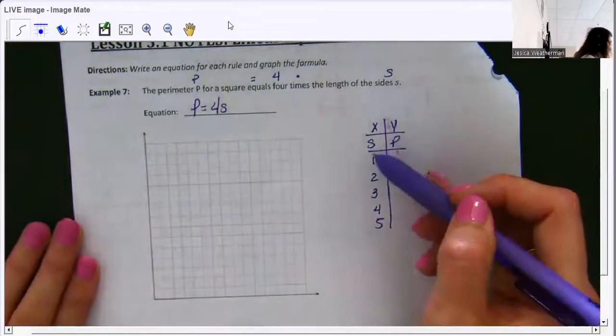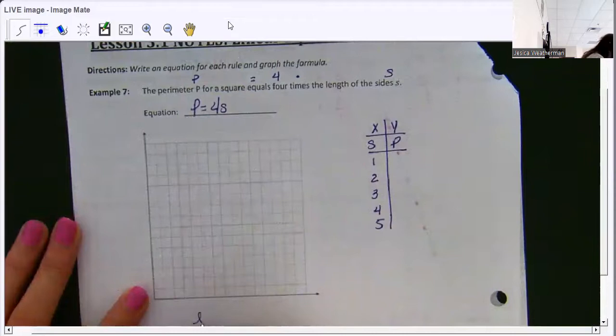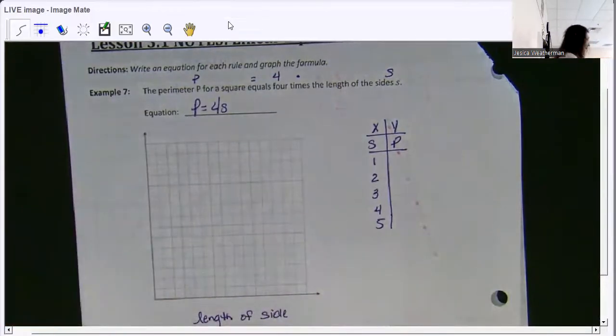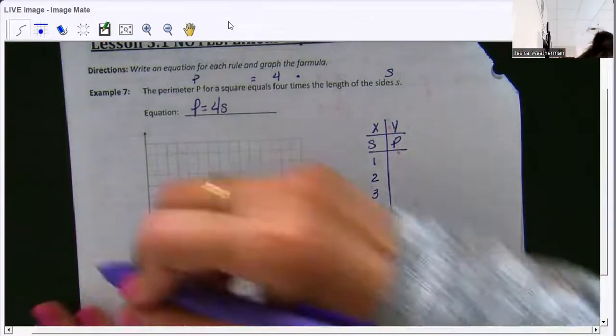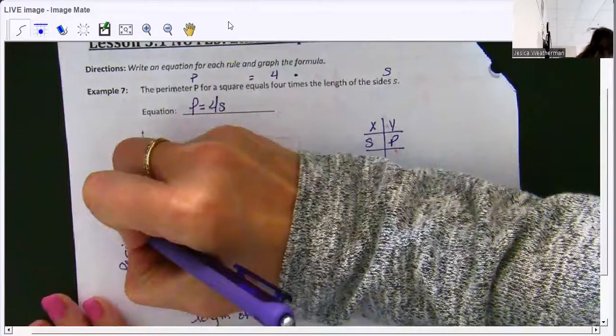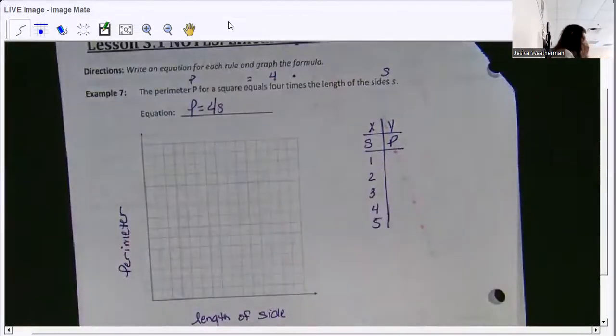If my X is the length of the sides, then I can just put here length of side. And if Y represents my perimeter, I can put perimeter over here. And then I need a title. I'm just going to put square perimeter. Okay. A title could be anything you want it to be as long as it is related to the problem.